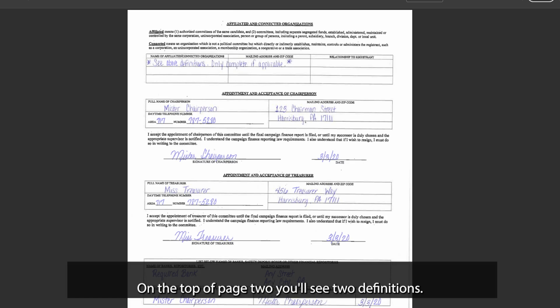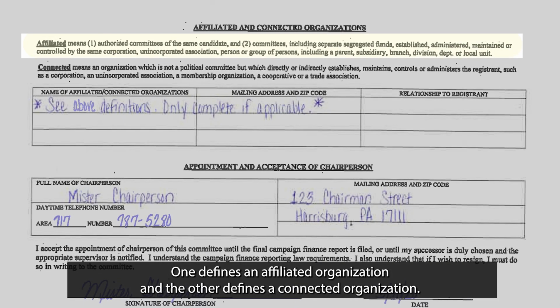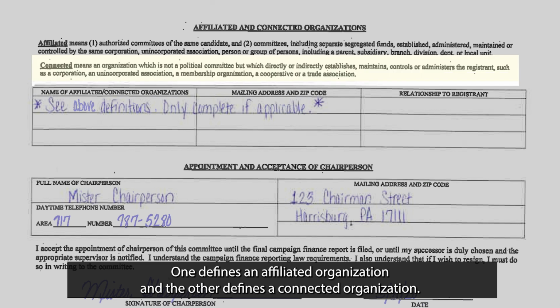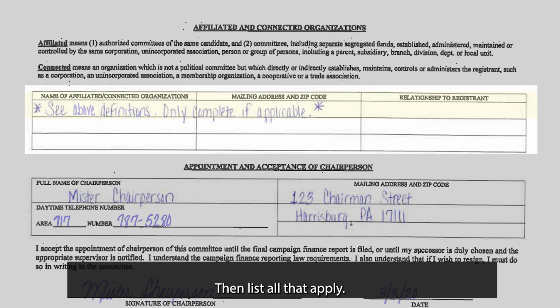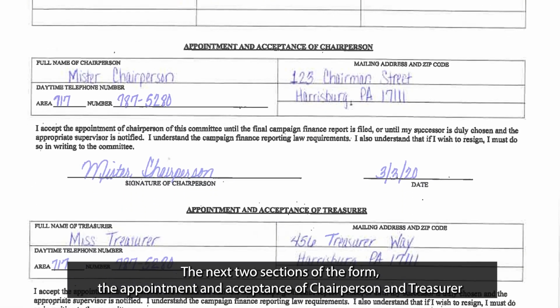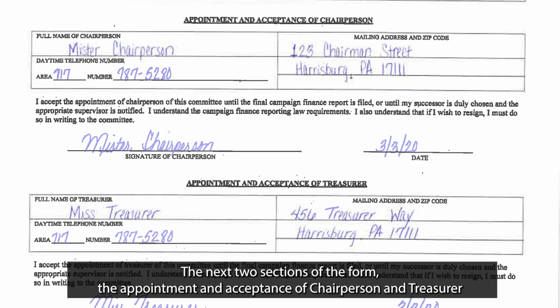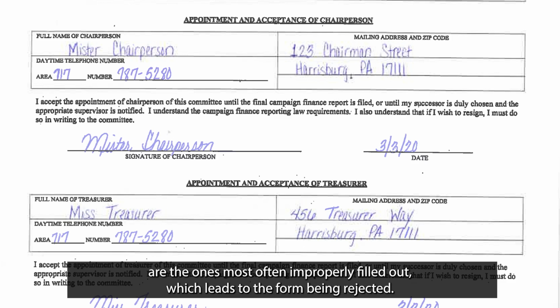On the top of page 2, you'll see two definitions. One defines an affiliated organization, and the other defines a connected organization. Determine whether any applicable organizations related to your committee fit into these descriptions, then list all that apply. The next two sections of the form, the appointment and acceptance of chairperson and treasurer, are the ones most often improperly filled out, which leads to the form being rejected.